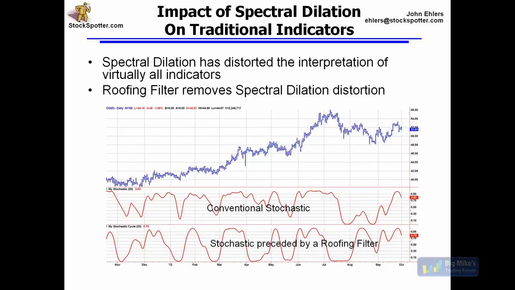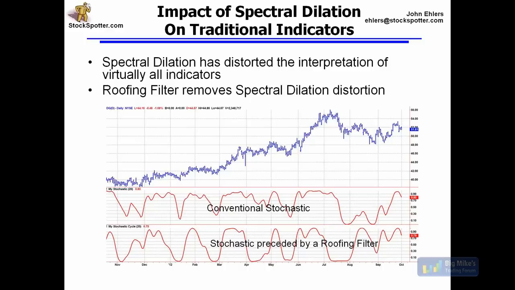The first thing I'm going to do, the first subgraph, is a conventional stochastic. A conventional stochastic is computed as the current close minus the lowest close over the observation period. That difference means it's a one-pole filter. It's a one-pole high pass. That makes it an oscillator. And so you know its roll-off is 6 dB per octave.